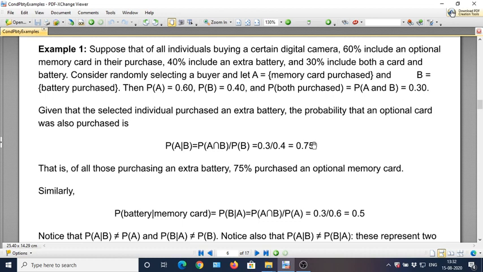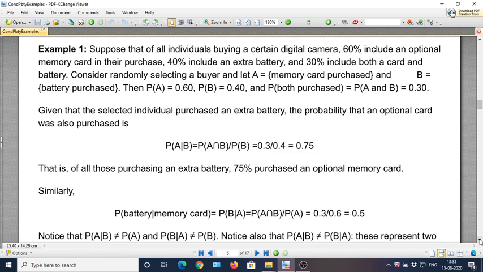that is given as 30% or 0.30. Then given that a selected individual purchases an extra battery, the probability that a memory card is also purchased, what we are asking is probability of A given B, that is given by probability of A intersection B divided by P of B. So A intersection B is 0.3 and B is 0.4, so you get 0.75.